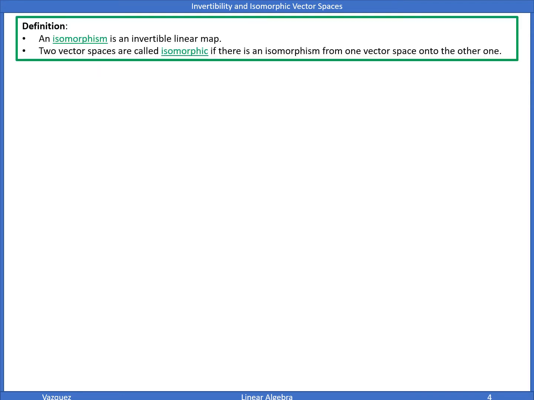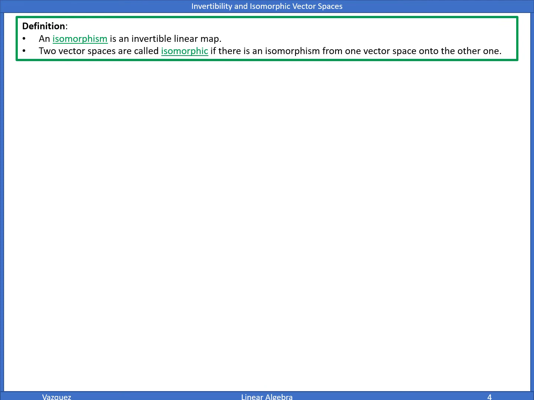Okay, next definition, the second topic we're going to be looking at are isomorphisms. An isomorphism is an invertible linear map. That's all an isomorphism is. Two vector spaces are called isomorphic if there's an isomorphism from one vector space to the other.